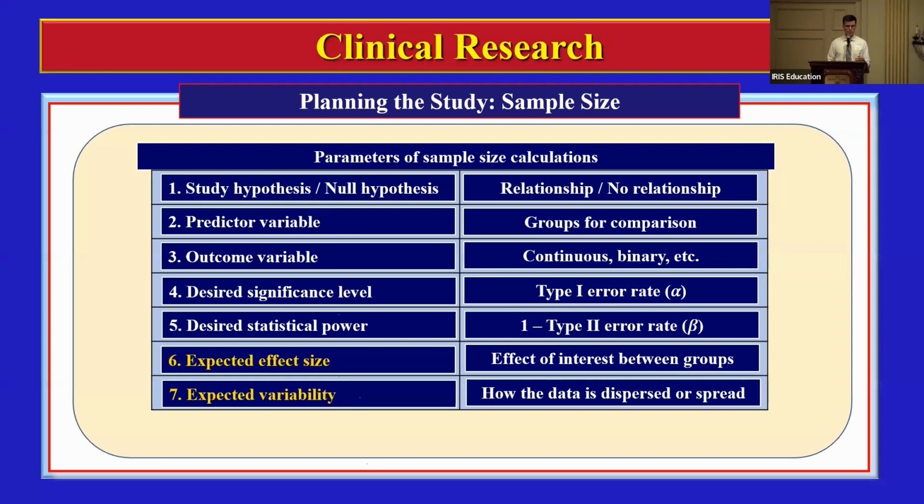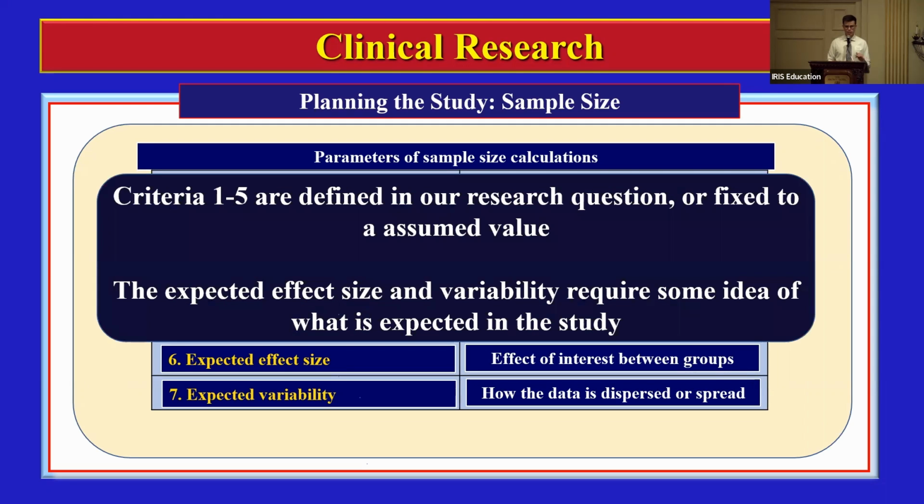And then you also need to have some idea of the expected effect between your two groups, and then also the expected variability. And if you notice, I went ahead and highlighted numbers 6 and 7. And that's because criteria 1 through 5 are things that we define in our research question and are usually assumed or fixed to a certain value. But with the expected effect size and variability, you have to have some idea of what's going to happen in your study to know these.